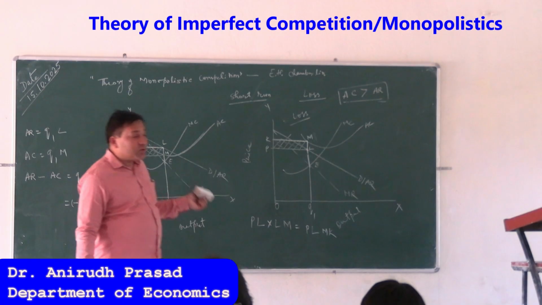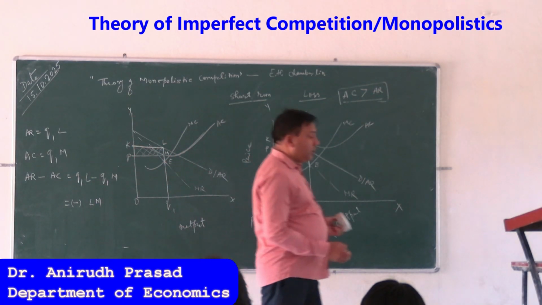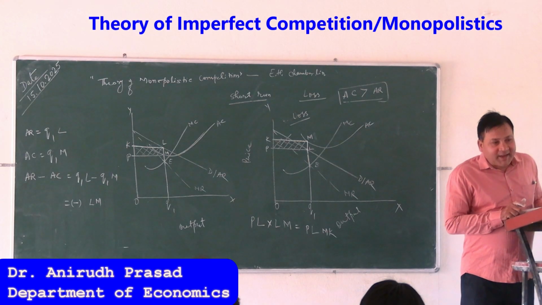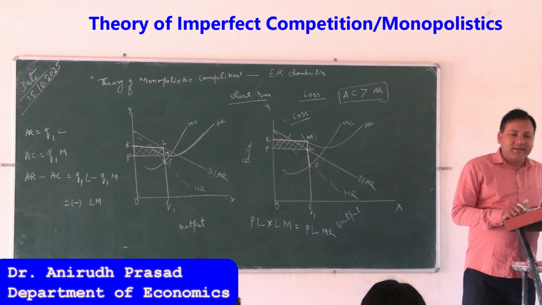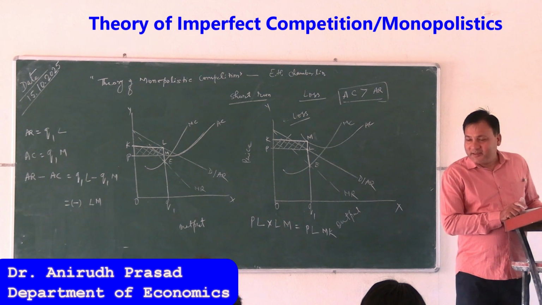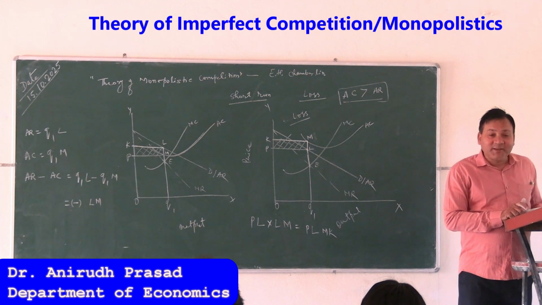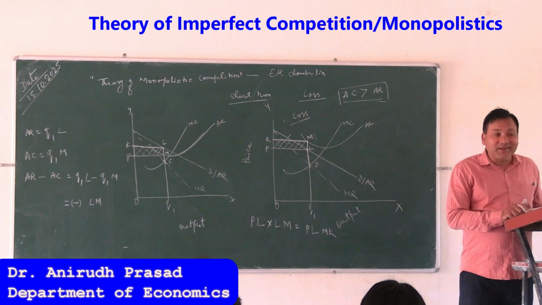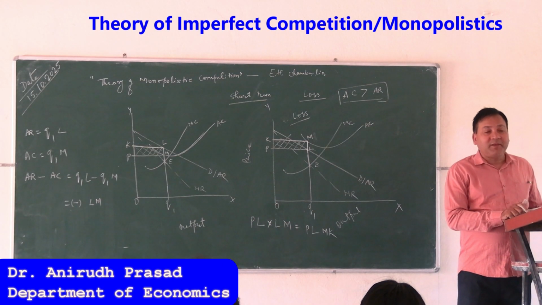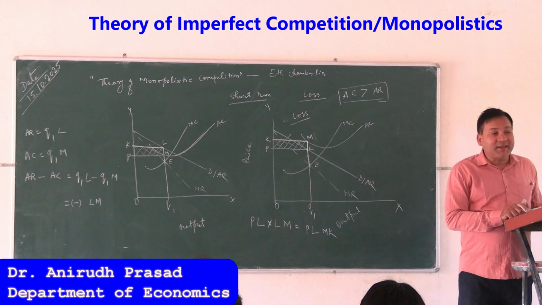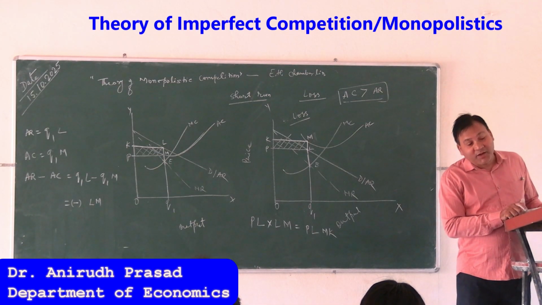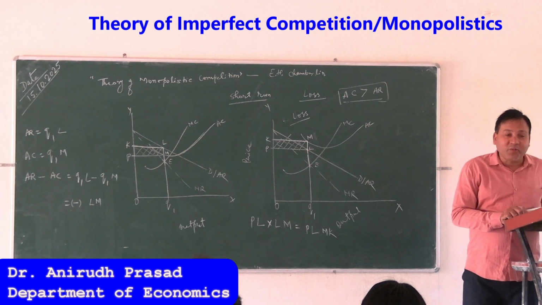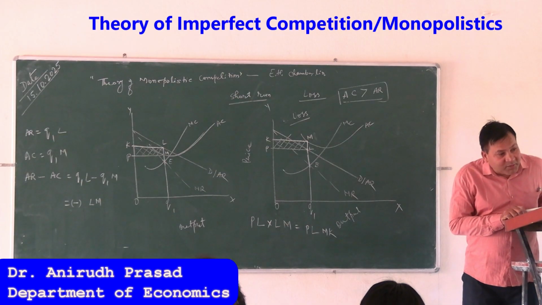Clear? So in the short run, under monopolistic competition, a firm can get profit, can get losses, even can get supernormal profit. But in the long run, a firm can only get normal profit. Why normal profit?